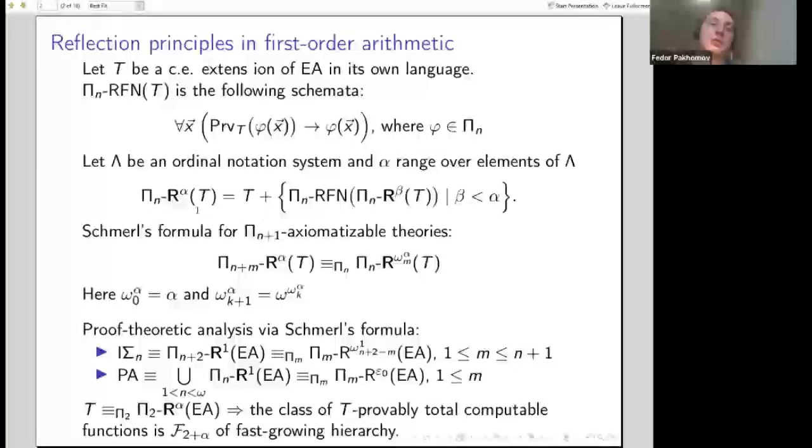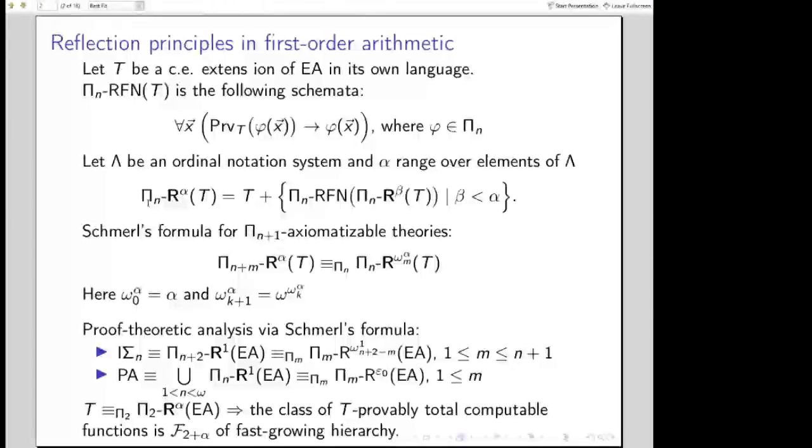So basically, alpha time iteration of reflections corresponds to this recursive definition, so that alpha time iteration of reflection along COT is a theory that is T plus reflection appended to reflection for shorter iterations. Okay, so in order to make it formal, one could define this.